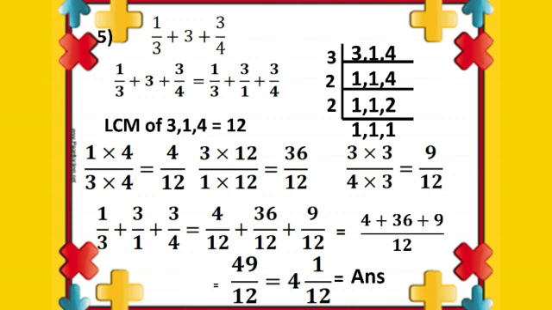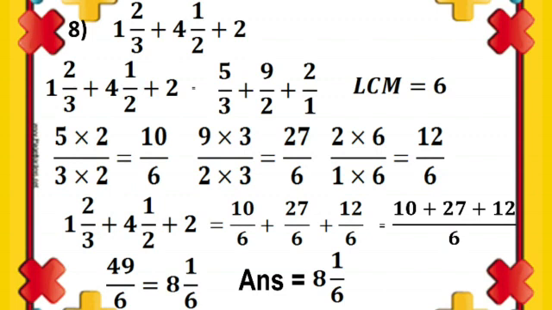So 1 by 3 plus 3 by 1 plus 3 by 4 is equal to, replacing with the like fractions, 4 by 12 plus 36 by 12 plus 9 by 12. When you add these fractions, you get 4 plus 36 plus 9 by 12. So when you add, you get 49 by 12, which is an improper fraction. So again, you should convert this into a mixed number. When you divide 49 by 12, you get 4 and 1 by 12 as the answer.